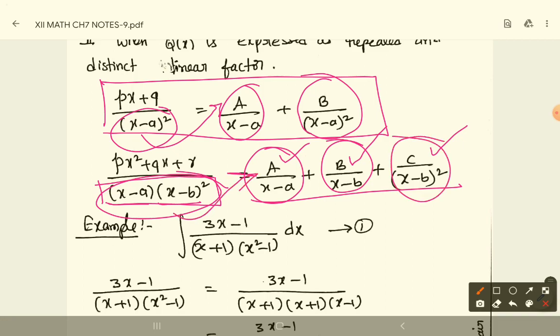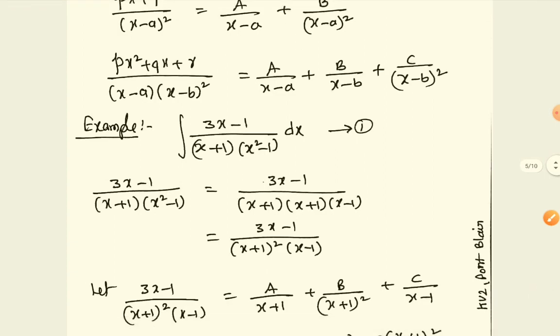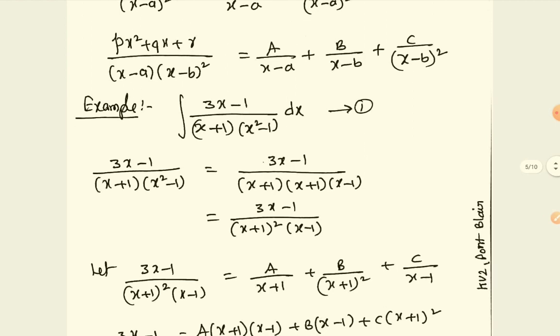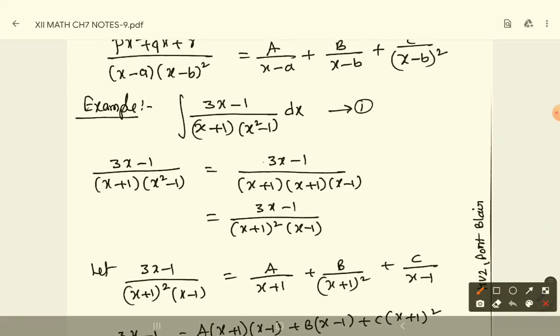In these expressions, we substitute values of x for our convenience to find the values of capital A, B, C. Okay. Now, an example related to this. Look at this: the integration of (3x minus 1) by (x plus 1) into (x square minus 1). First, write this x square minus 1 as x plus 1 into x minus 1.